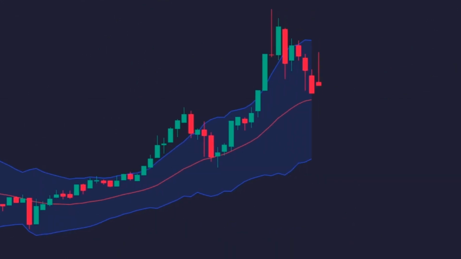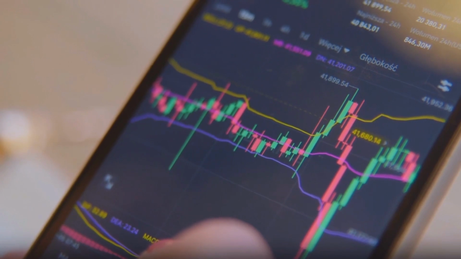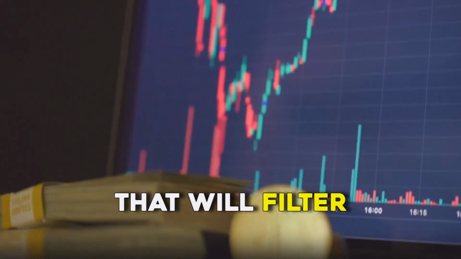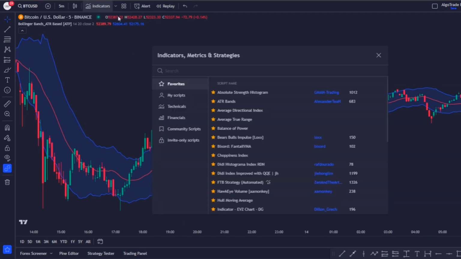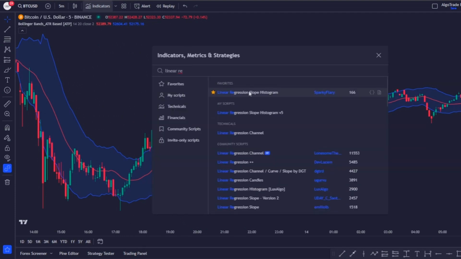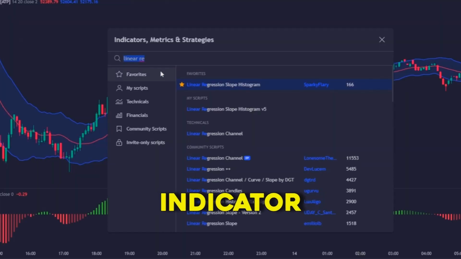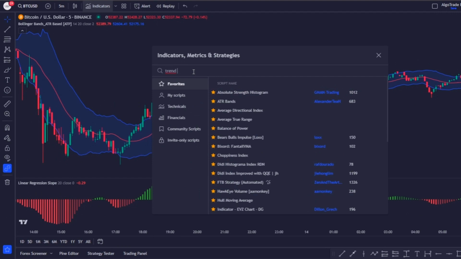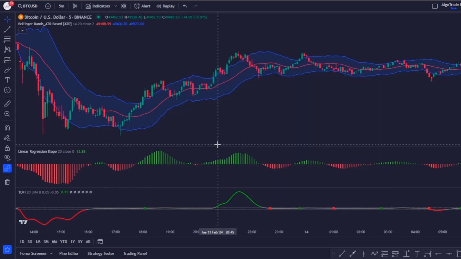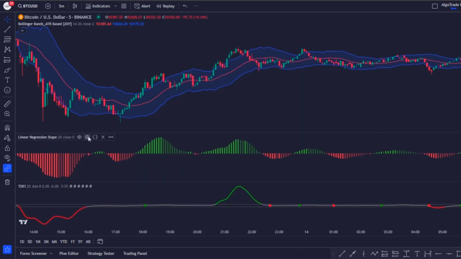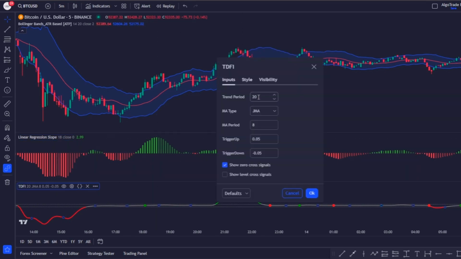And now all of you should have this special Bollinger Bands indicator on your charts. Now you will need to insert two more indicators that will filter additional fake signals. So let's add to the indicators tab and let's type linear regression slope histogram, and you can pick this one from this fellow trader, and this is going to be our trend filter indicator. Next, let's type trend direction force index, this one, which will be the volume indicator from this strategy. On the linear regression indicator, you will need to change the slope length to 18, and on the volume indicator, we will use the default settings.